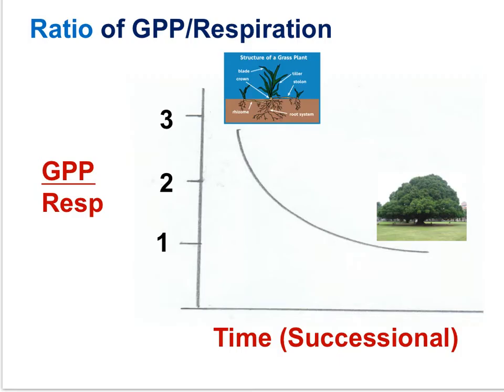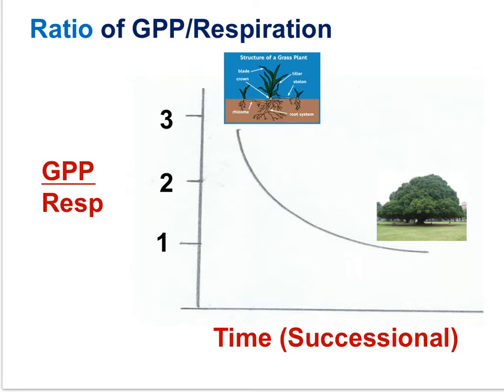This graph displays the GPP respiration ratio over successional time. You can see that the ratio is high early in succession and approaches 1 late in succession. Early in succession, the pioneer species such as grasses are entirely photosynthetic, and their respiratory roots are small. So the GPP respiration ratio is larger than 1. NPP is relatively high here.